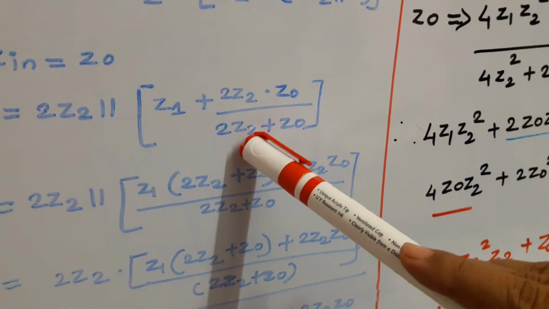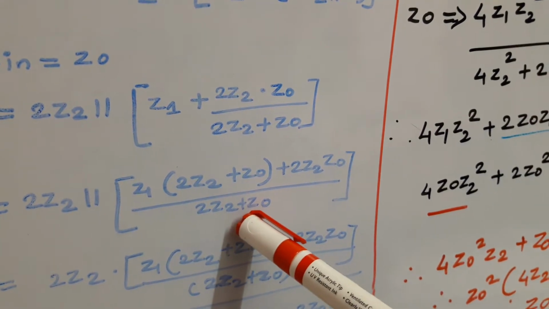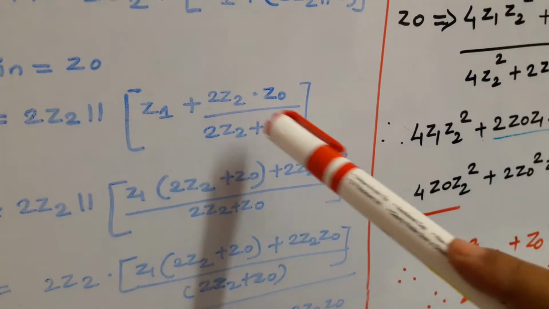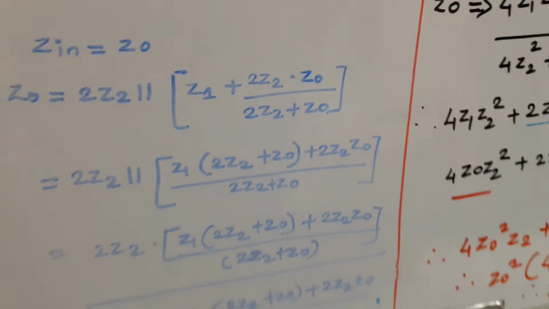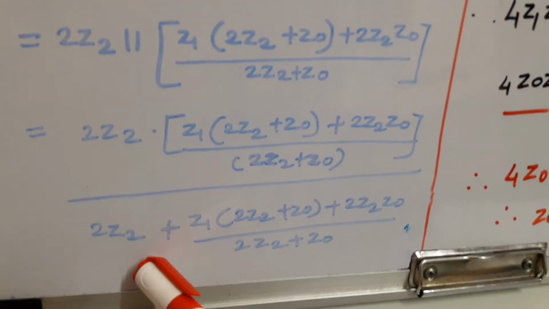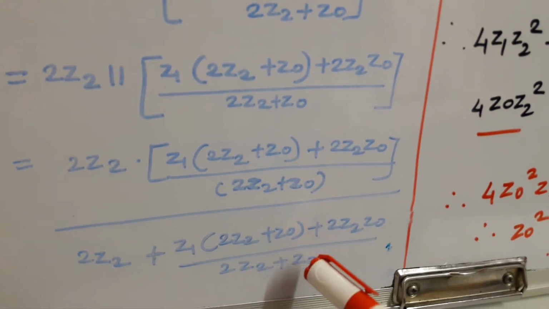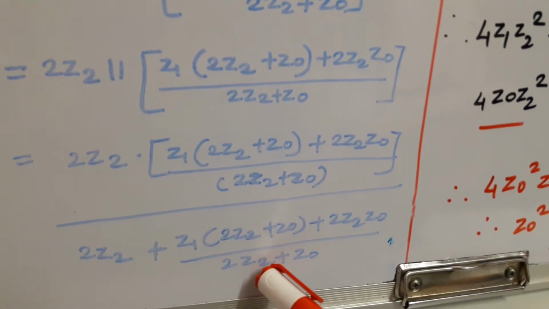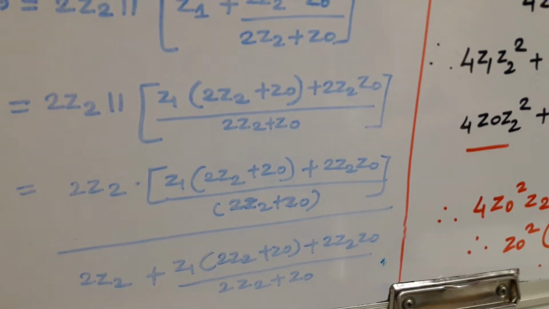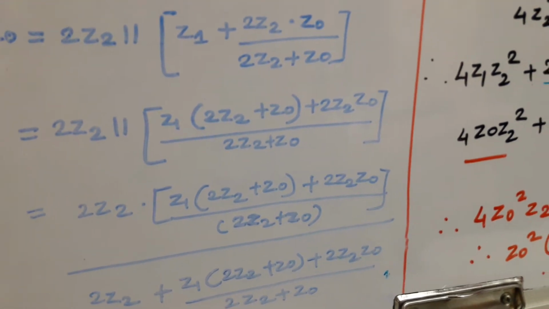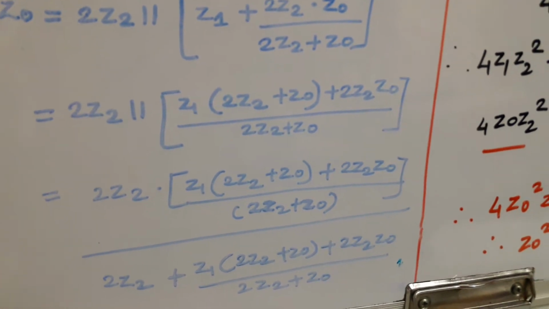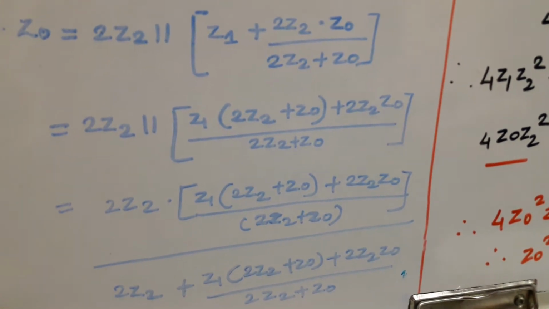Now here you can take the LCM of twice Z2 plus Z0. So Z1 into twice Z2 plus Z0, plus the original twice Z2 into Z0 as it is. Again in the denominator, these terms are there, twice Z2 plus this thing, take the LCM. So twice Z2 plus Z0 into twice Z2 plus the entire thing will be there. You have to do it in notebooks so that you can come to the last expression, because it needs practice, right?